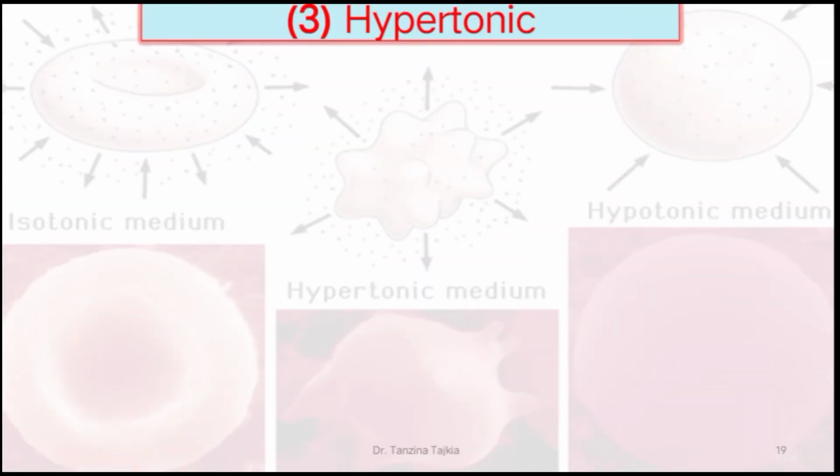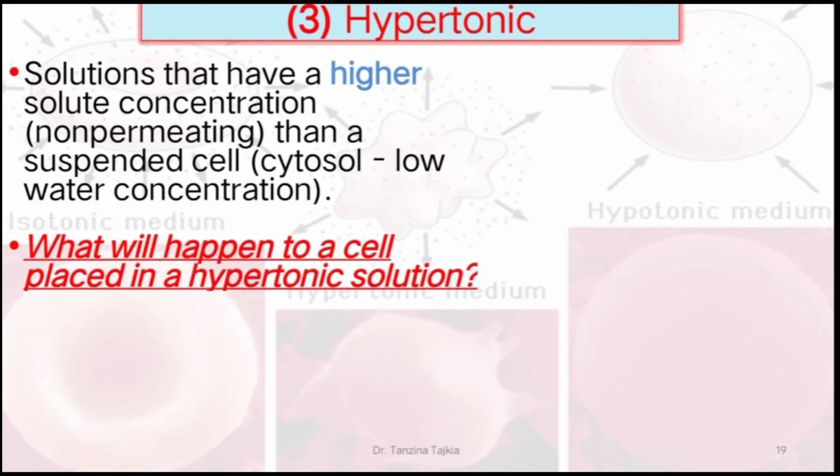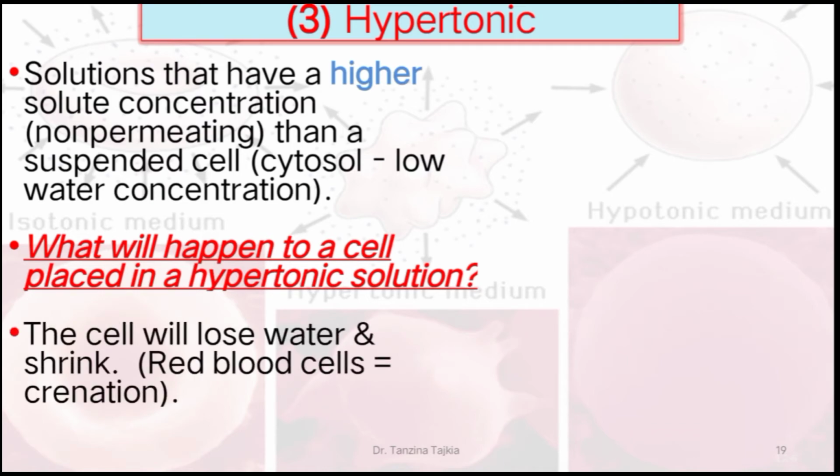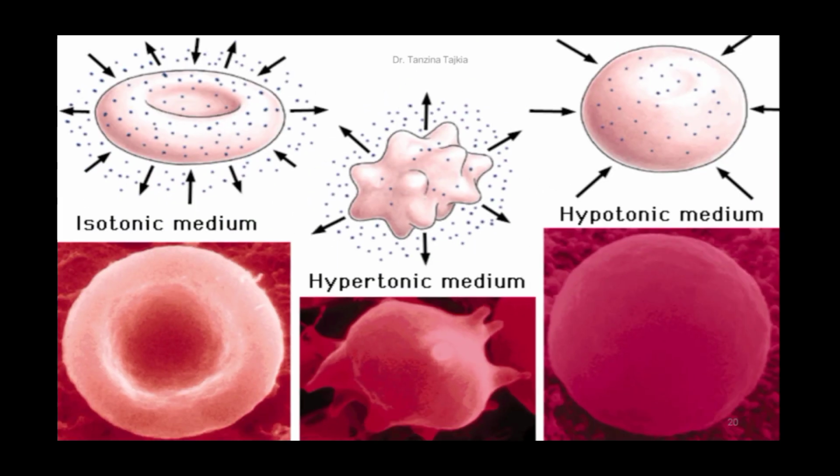Then hypertonic solution. A hypertonic solution has a higher solute concentration than a suspended cell, that means the cytosol has a low water concentration. What happens when a cell is placed in a hypertonic solution? The answer is the cell will lose water and shrink. In the case of a red blood cell, we call this crenation. In the red blood cell, this feature occurs.